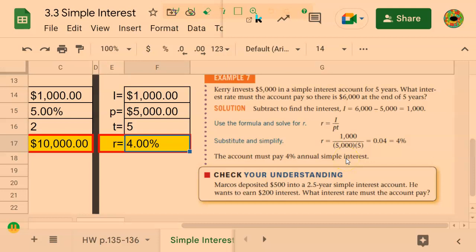Okay. And since it's a dynamic formula, I can say, well, let's do this example. Deposit of 500, 2.5 years, and I want to earn $200. Oh, I need a 16%. Probably not going to happen. Savings accounts are usually, well, they used to be like 3%. Now they're closer to less than 1%. So a 16% savings account is probably not going to be a real thing.